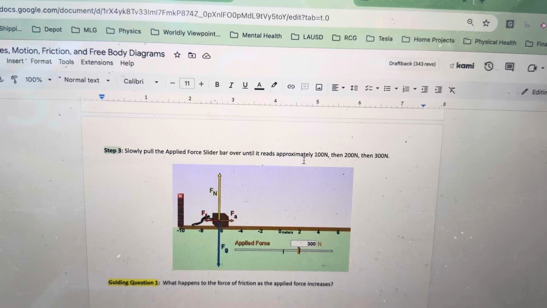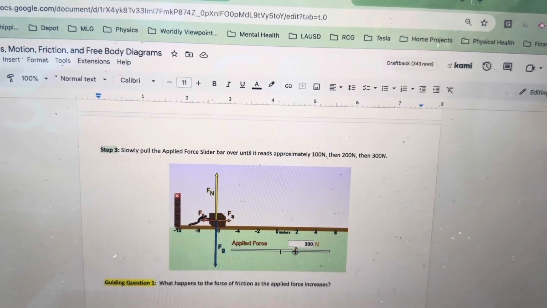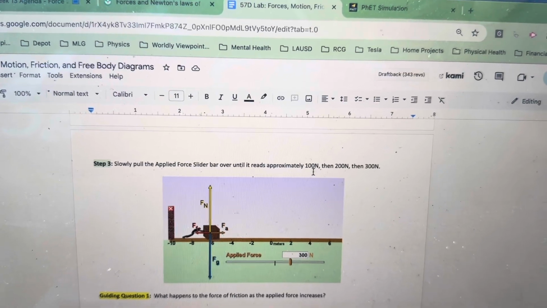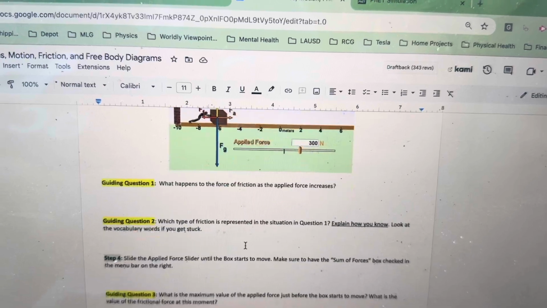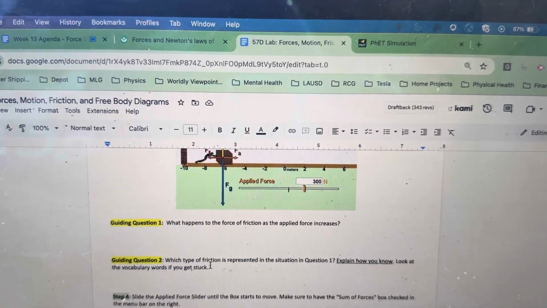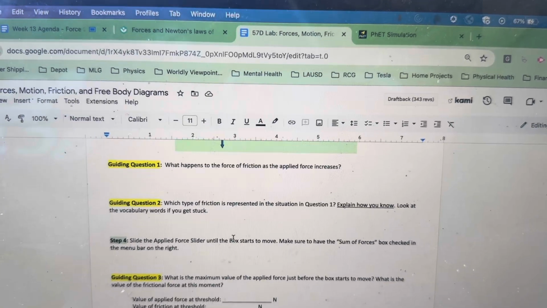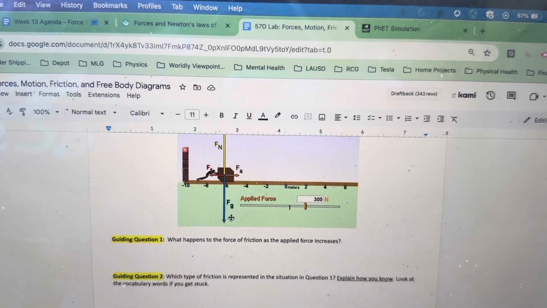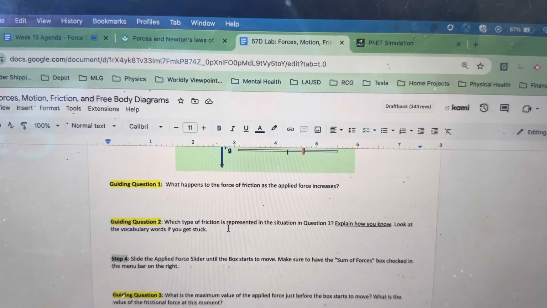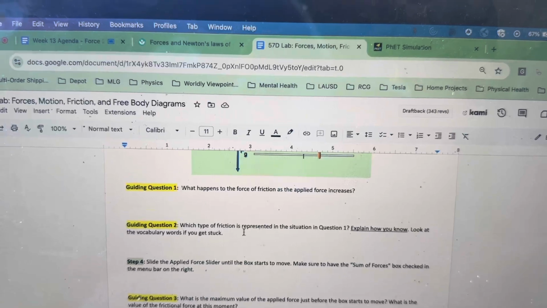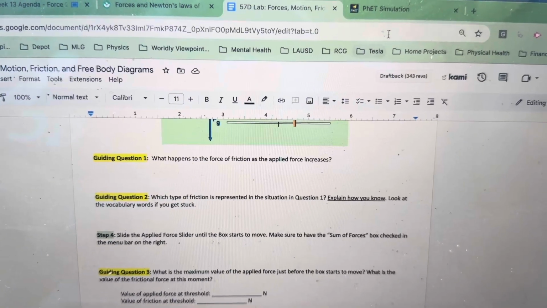One is you want to slowly increase the applied force slider bar, which is this here, by regular increments of 100. And look and see what happens as you do that, and then answer this question with complete sentences. And then you want to think about what kind of friction that is. And then we want to actually get the box to move. There's a chance that you got it to move up here, put it back, and try that again with a solid methodology of 100, 200, 300, 400, 500 newtons, and so on, until you reach a threshold.